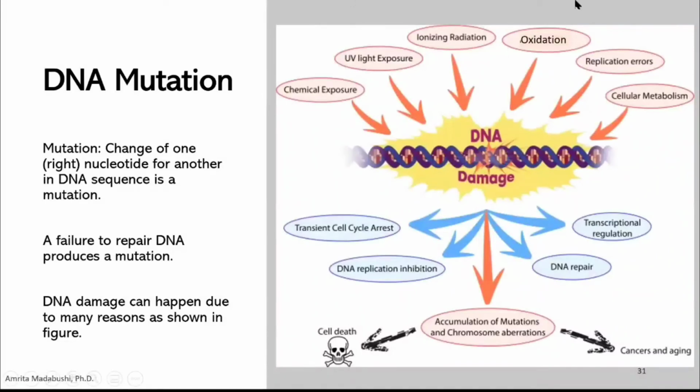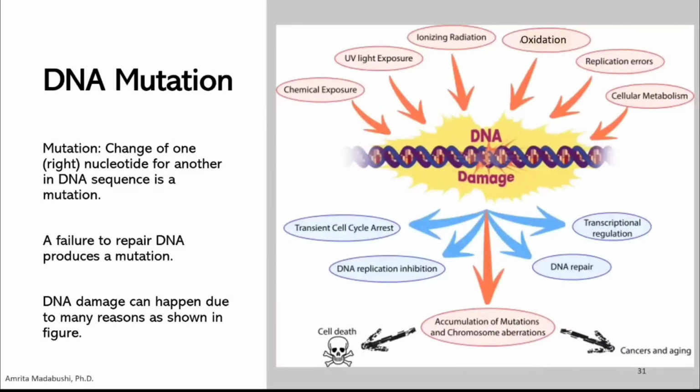So many things can cause mutation. You don't even need an exposure. Oxidation is happening inside your body when the food is getting metabolized, catabolized, and forming all the smaller molecules. There can be replication error. There can be so many reasons.